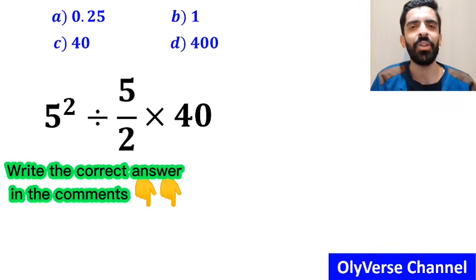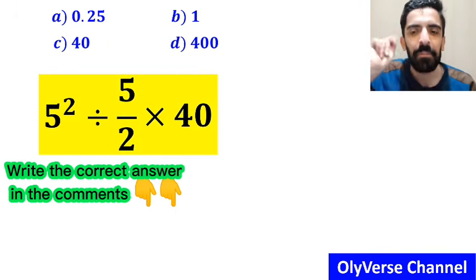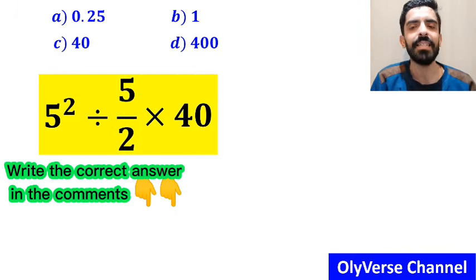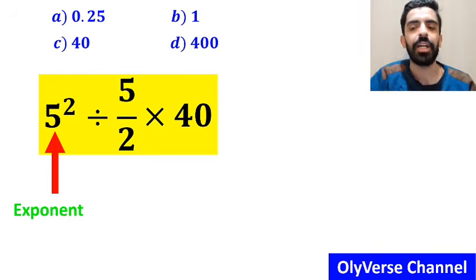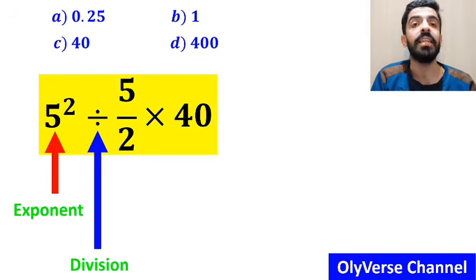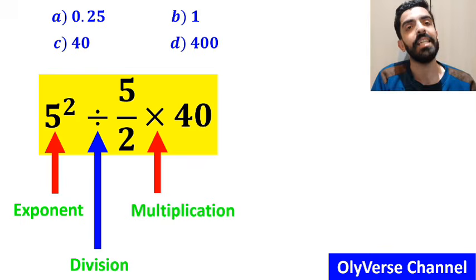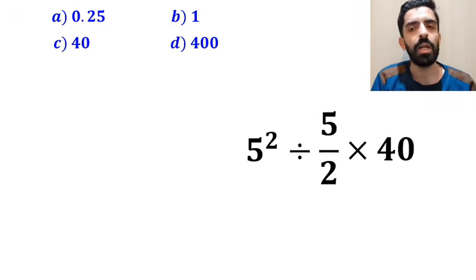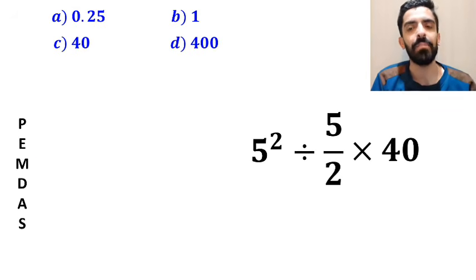Alright, now let me walk you through step by step how to solve this expression properly. As you can see on the screen, in this expression, first we have an exponent, then a division sign, and finally a multiplication. To solve this question, we must follow the PEMDAS rule.